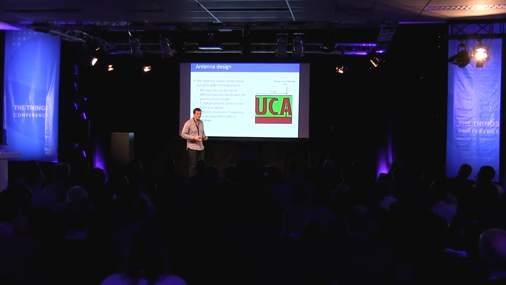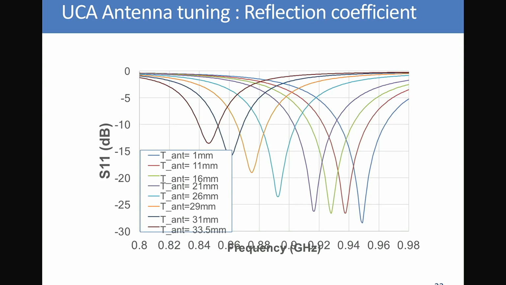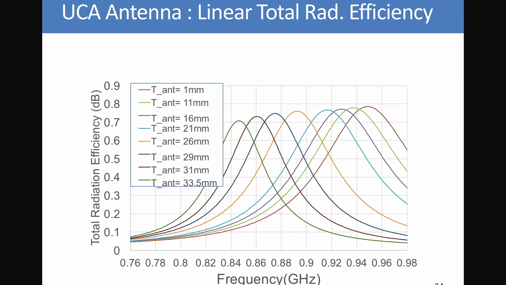As I already told you, you can tune the top line, and if you change the top line, you can tune the antenna from 845 megahertz to 950 megahertz. So this is an example simulation. You see when I change the line, you can tune the frequency. This is the reflection coefficient, and it is the same if you look at radiation efficiency.